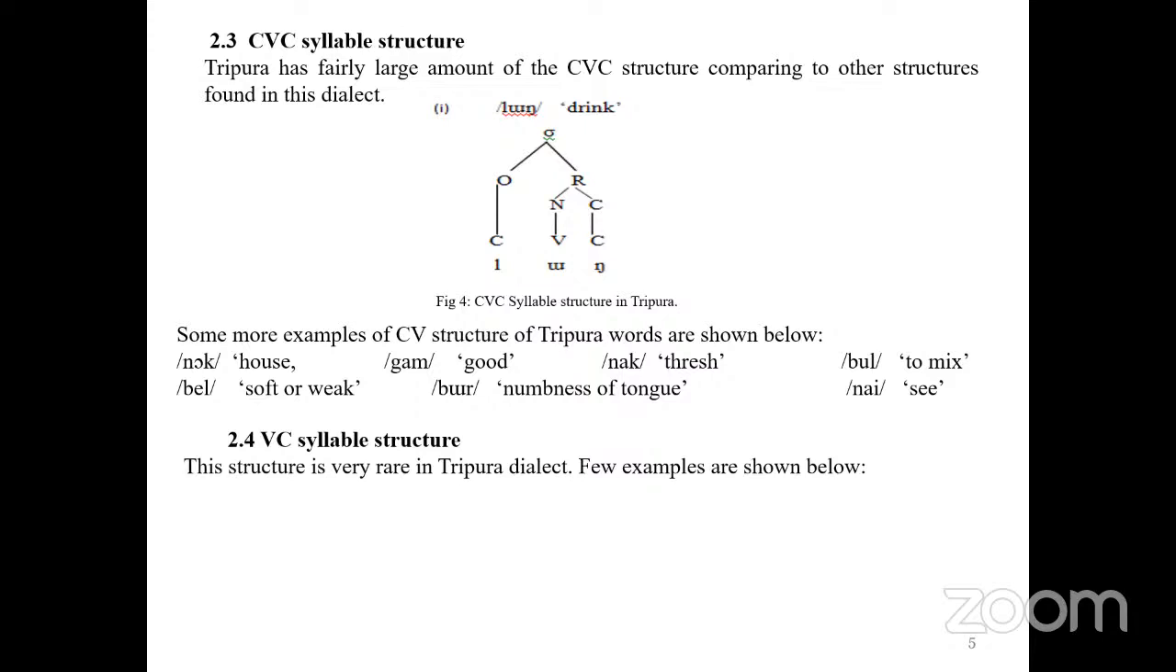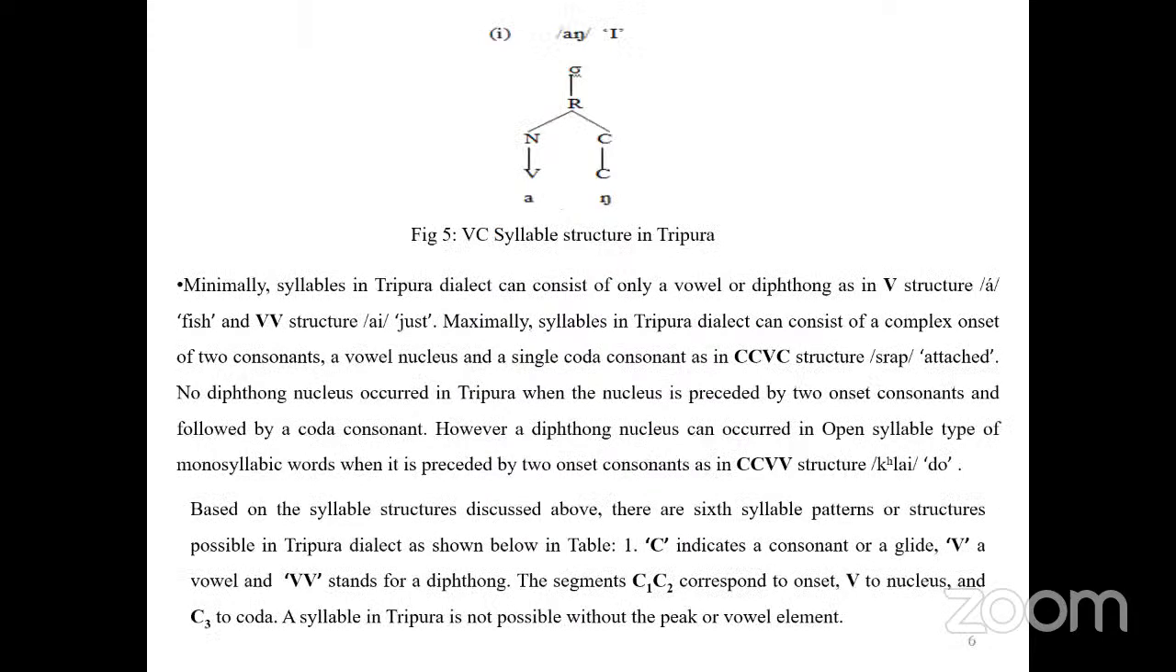And VC syllable structure. This structure is very rare in the Tripura dialect. I have given a few examples in the next slide. Here, ang, I think it is a common word in almost all Tibeto-Burman languages, even in Boro, as far as I know. Ang is the pronoun I. And minimally, syllables in the Tripura dialect can also consist of only a vowel or a diphthong.